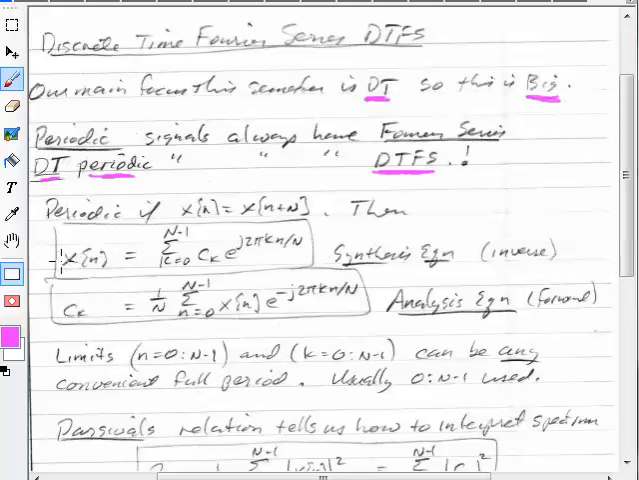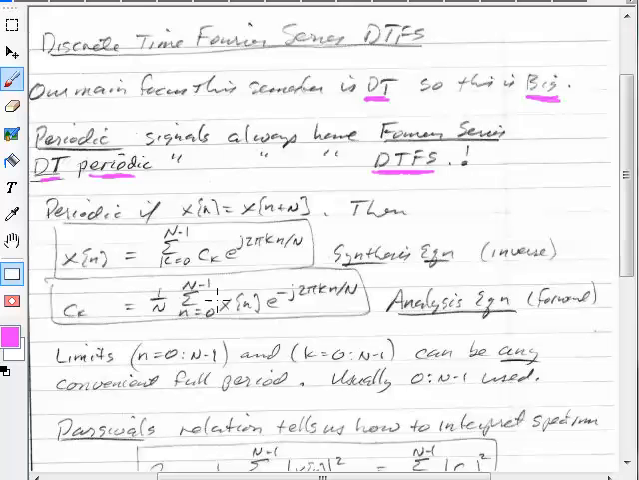Well, here's the discrete time Fourier series. It's for a periodic signal. If that's true, we say that x of n can be written as an infinite sum of weighted complex exponentials. Very, very similar to the continuous time Fourier series. Okay, but in continuous time, we had a t variable, continuous time t up here in the exponent. Okay, so that's the synthesis equation, the inverse transform.